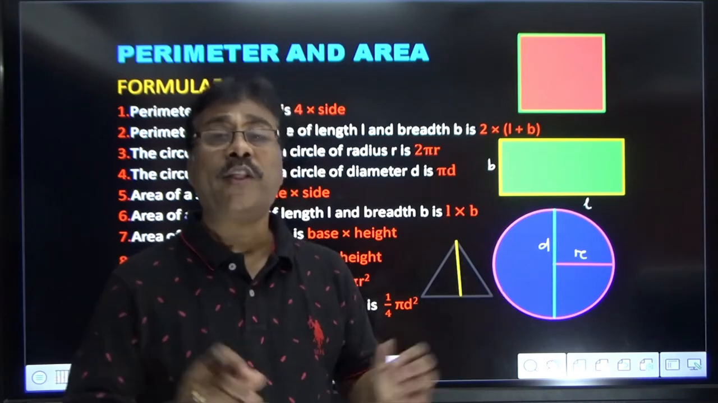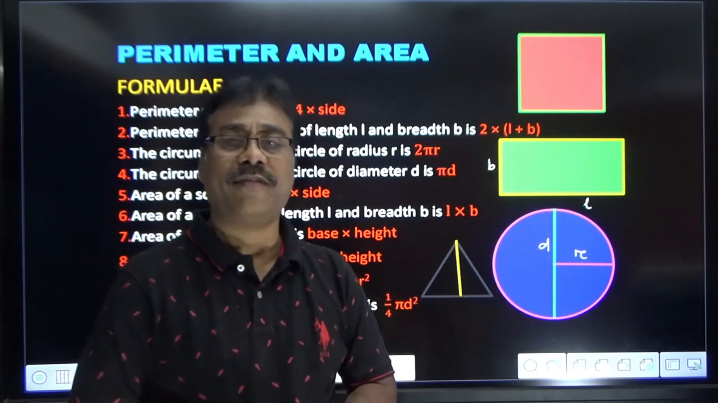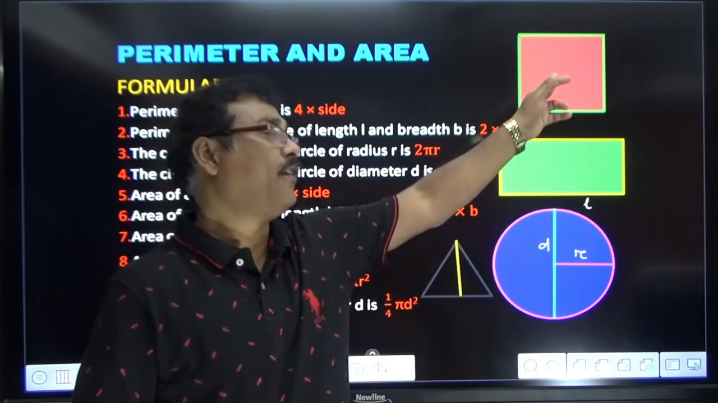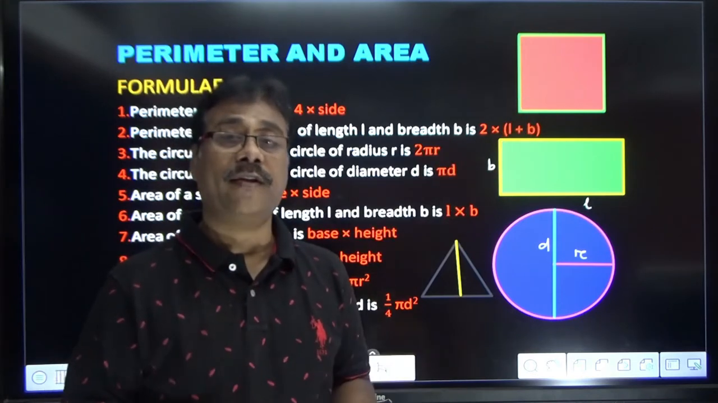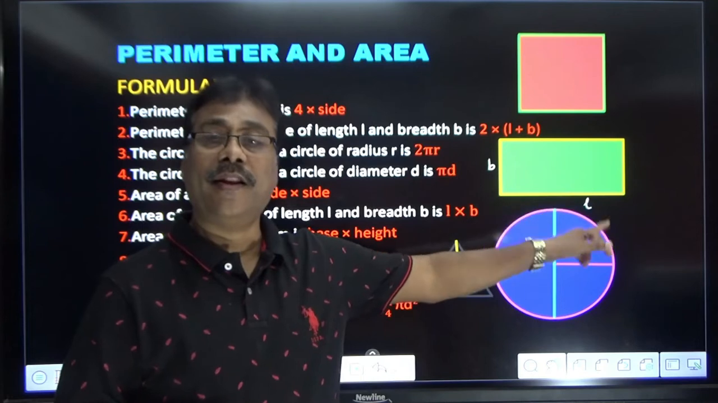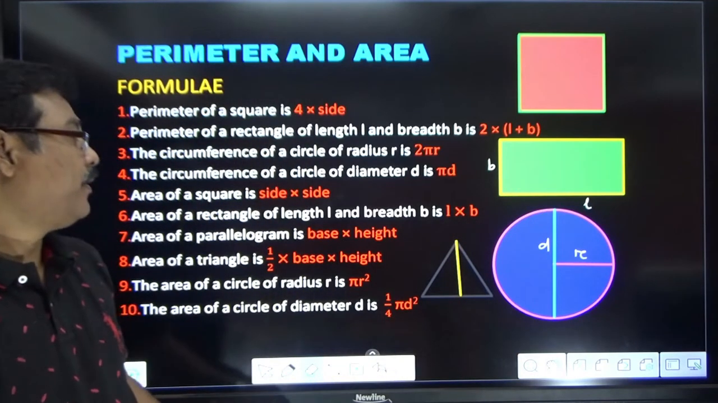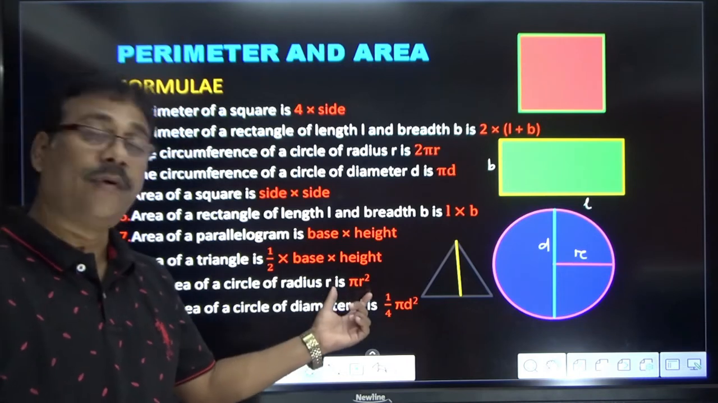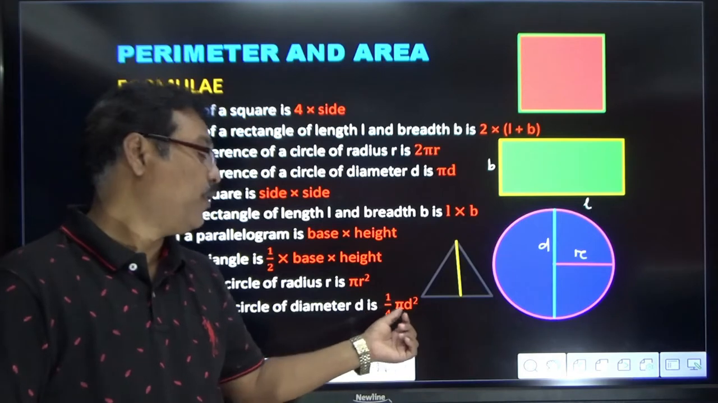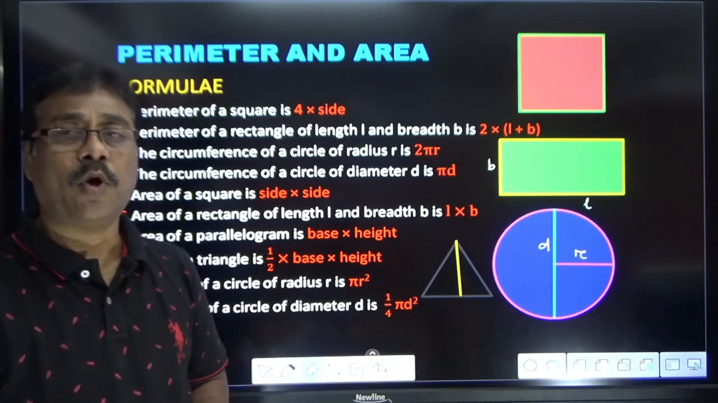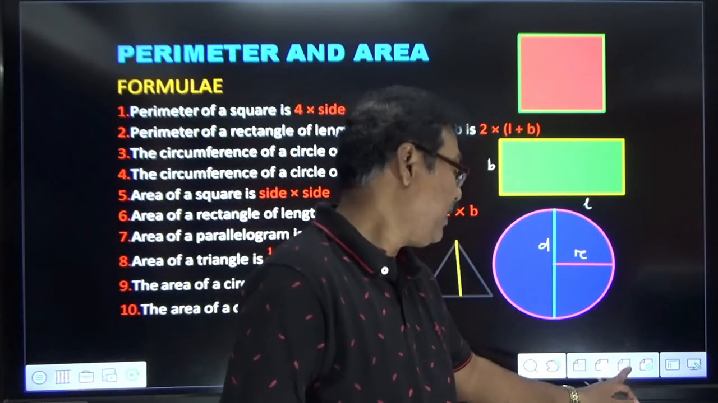Okay, now what is the area? Area, this part, this part, this part, these are the areas. The area for a square is side square, side into side. For a rectangle, length into breadth. For circle, pi into r square. If d is given, I can write 1 by 4 into pi d square. Or else from d, I can find out r, and then I can find this.